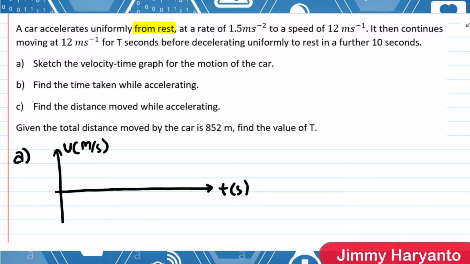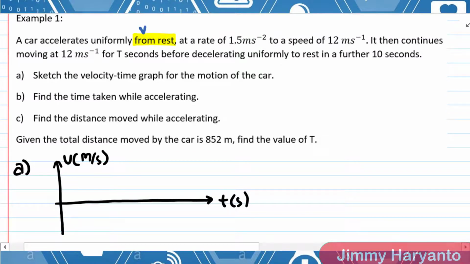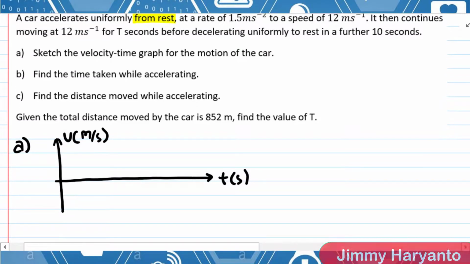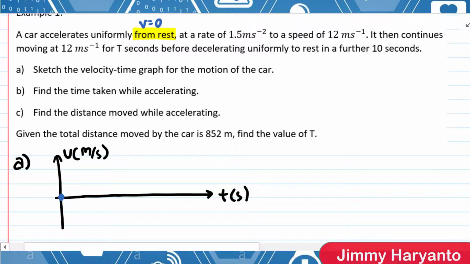From rest means v equals 0, right? So it will start from v equals 0. It's right here. And then accelerate uniformly means accelerating with a constant acceleration. Constant acceleration means not the curve, yeah, the graph will be a straight line.